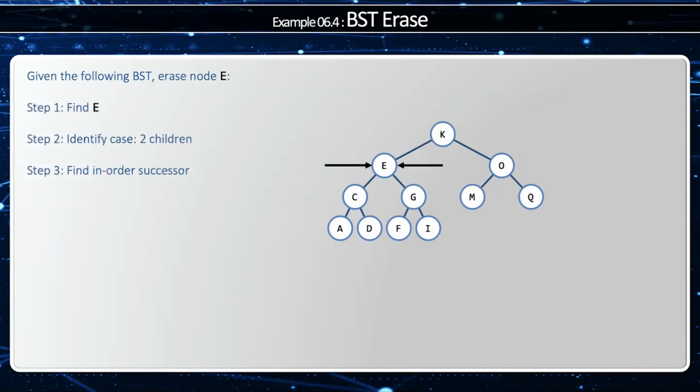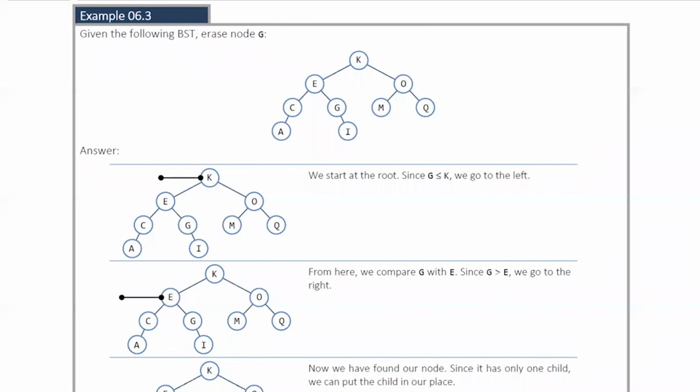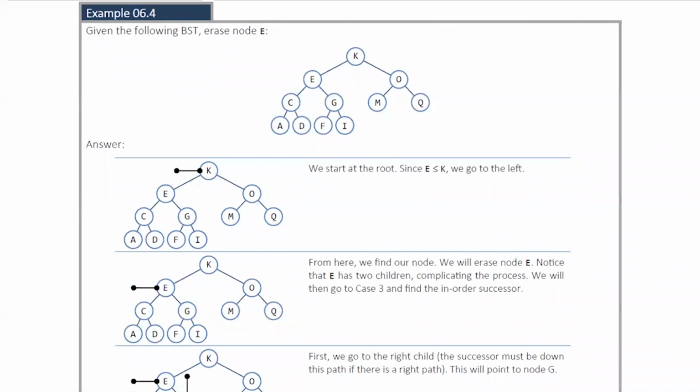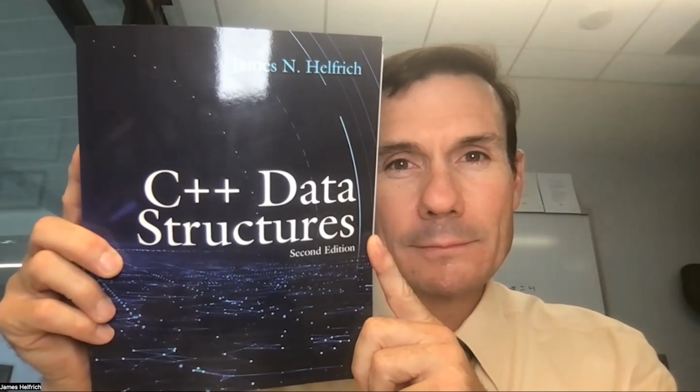So I'm going to start at E. I'm going to go right and then as far left as I can go. And that gives me F. And then I'm going to erase E, it's gone, and I'm going to place the in-order successor in E's spot. So F goes there. This is example 6.3 and 6.4 from the C++ data structures textbook.